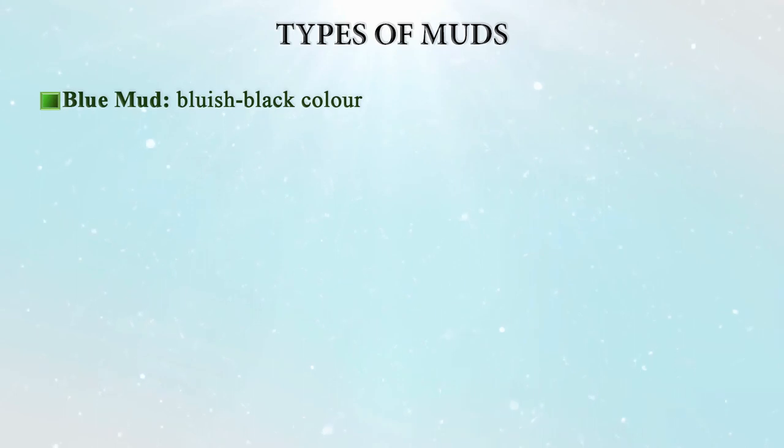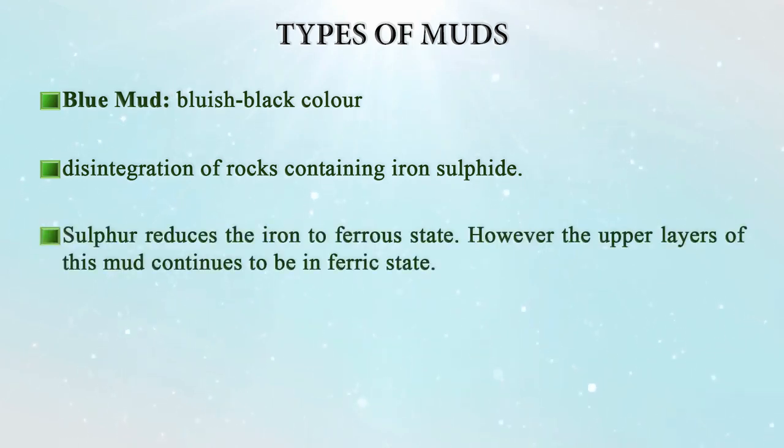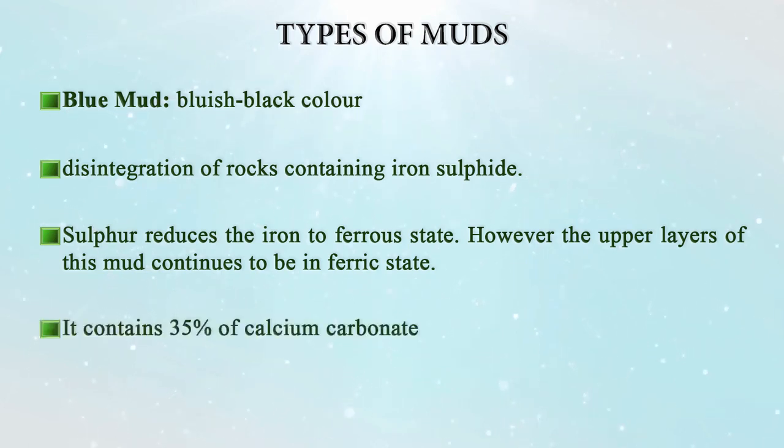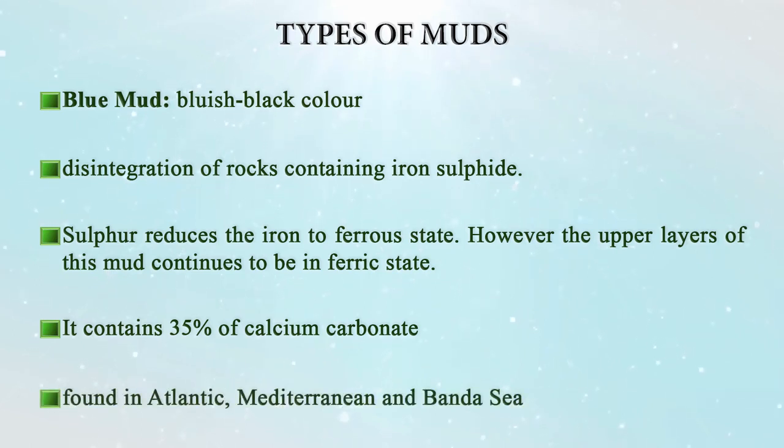Blue mud, as the name suggests, is bluish in color, actually bluish black, and these are disintegrated from rocks containing iron sulfide. Therefore, the blue color is there, and sulfur reduces iron to the ferrous state. However, the upper layers of this mud continue to be in the ferric state.